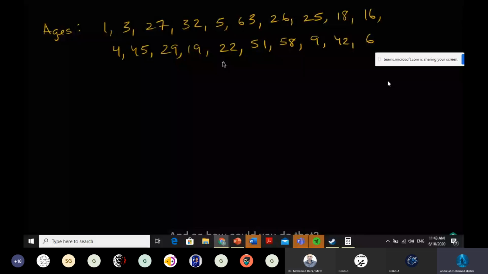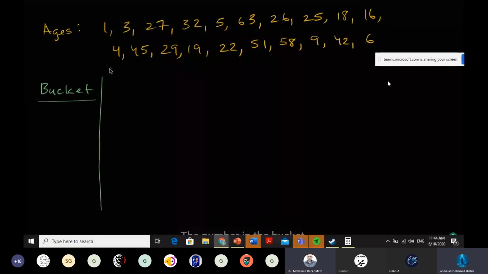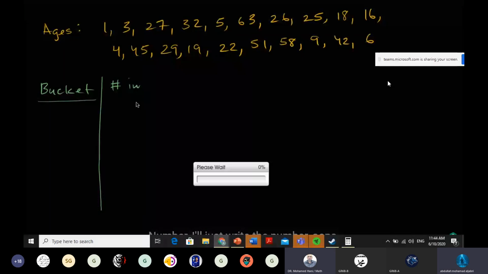Well, one way to think about it is to put these ages into different buckets, and then to think about how many people are there in each of those buckets, or sometimes someone might say how many in each of those bins. So let's do that. So let's do buckets or categories. I sometimes call them bins, but I like to think of it more as a bucket. The bucket, and then the number in the bucket.